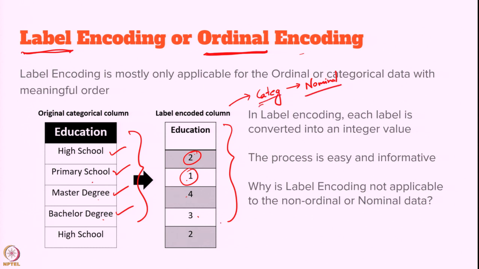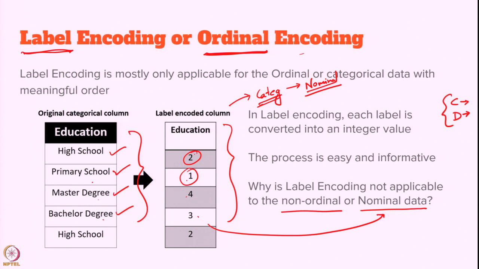Can we use label encoding for a categorical variable which is nominal in nature, or non-ordinal? If it is nominal data, can I apply label encoding? The answer is no. Why? Because it will give an order. If you are classifying into cats and dogs and you use label encoding, one is superior over the other. That is what it conveys. So if you don't want that, generally we don't use label encoding.